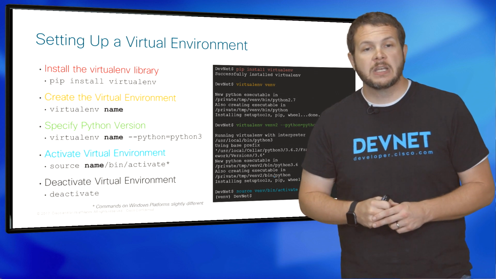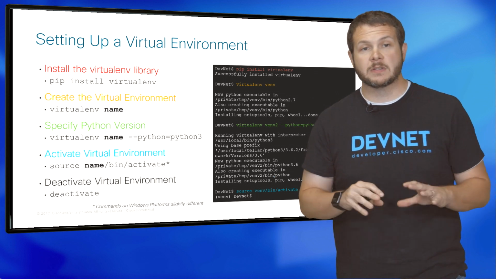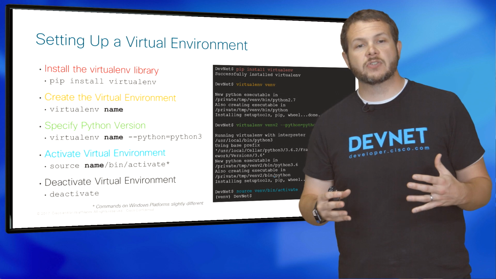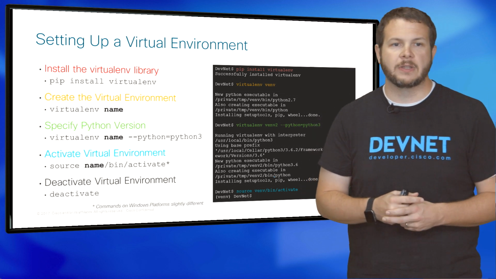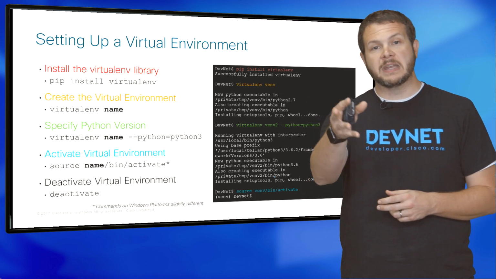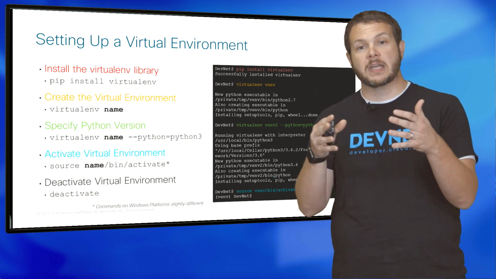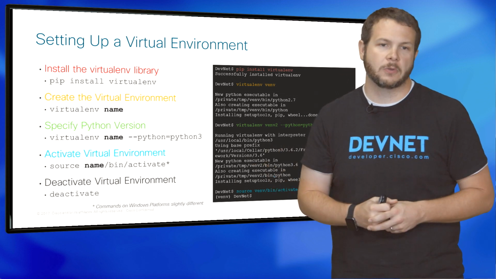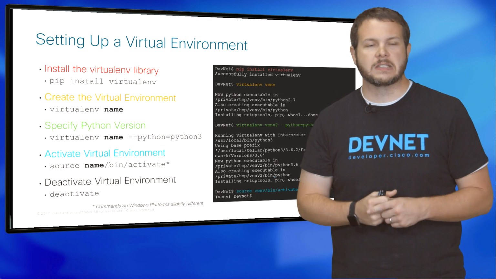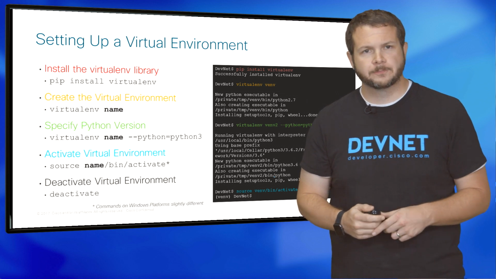Now, one thing to note, if you're working on a Windows platform, virtual environments in Python are definitely available, but the script to activate is slightly different. Rather than being source venv/bin/activate, it would be venv\Scripts\activate. So very similar, just a slight difference as far as that goes.